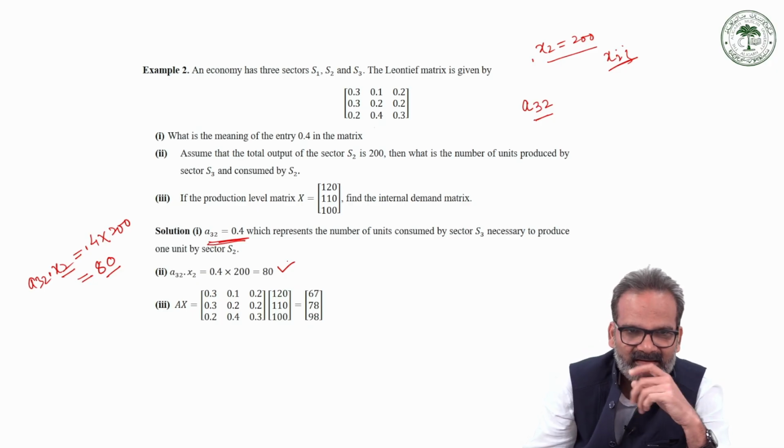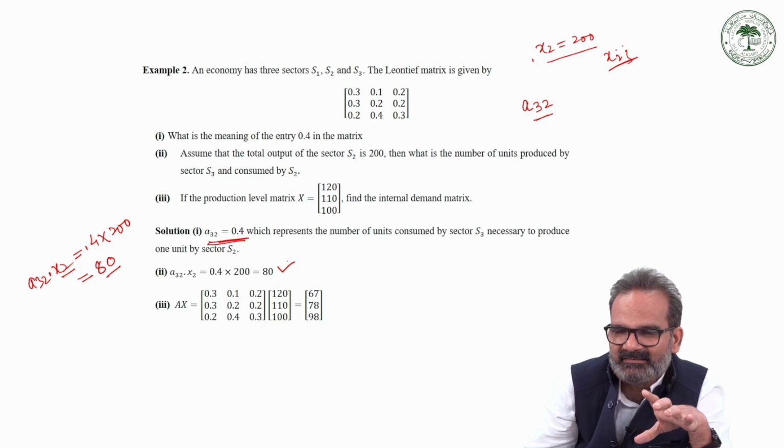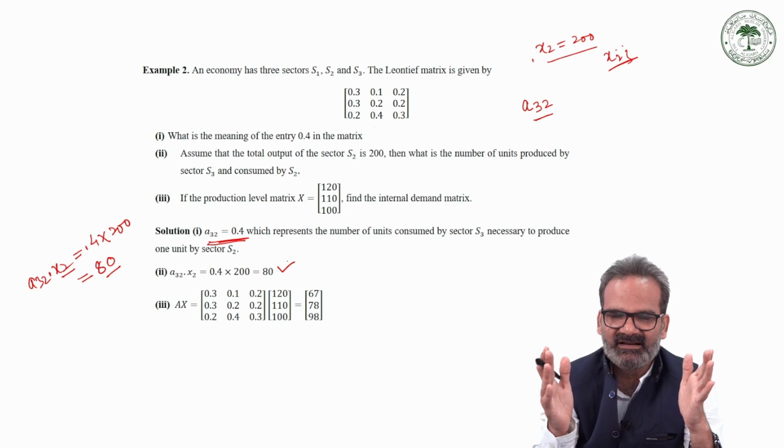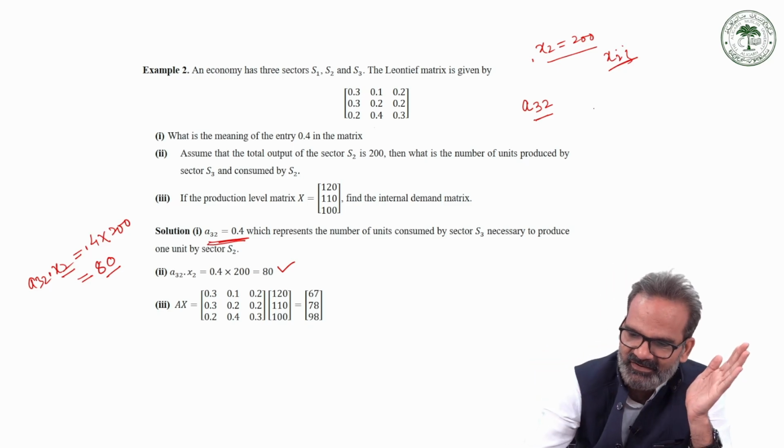Clear? Case 3, if the production level matrix is X, find the internal demand matrix. Internal demand means the demand which is consumed within the industry, right? And we know that if A is a matrix and it is multiplied with X, then AX is called internal demand, right?